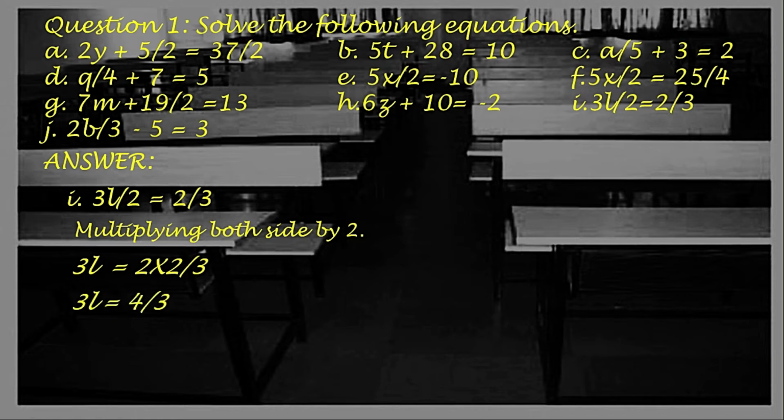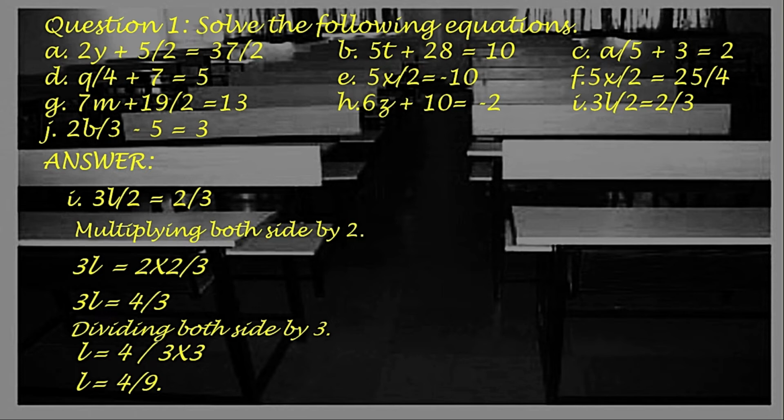Now what is the main job? Now we need to remove this 3. What is the meaning of 3l? The meaning of 3l is 3 multiplied by l. So the opposite of multiplication is division. Divide both sides by 3. So we get l equals 4 upon 3 multiplied by 3, that is equal to 4 upon 9.